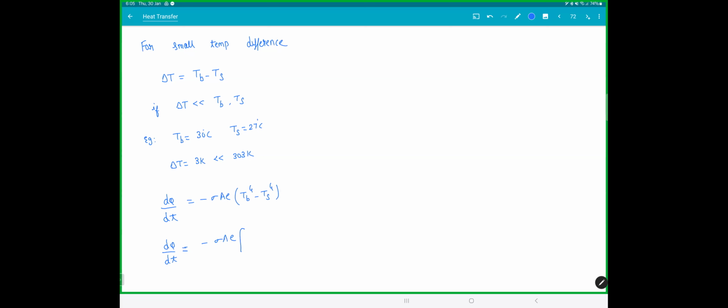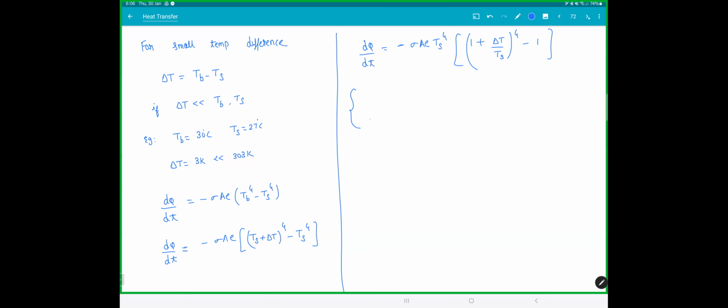Minus sigma A E T_B^4 minus T_S^4 will be (T_S + delta T)^4 minus T_S^4. Take out that T_S common. Sigma A E T_S^4, you end up with (1 + delta T by T_S)^4 minus 1. Hope you remember binomial approximation: (1 + x)^n can be approximately written as 1 + nx if x is very, very small. Delta T is much, much smaller.